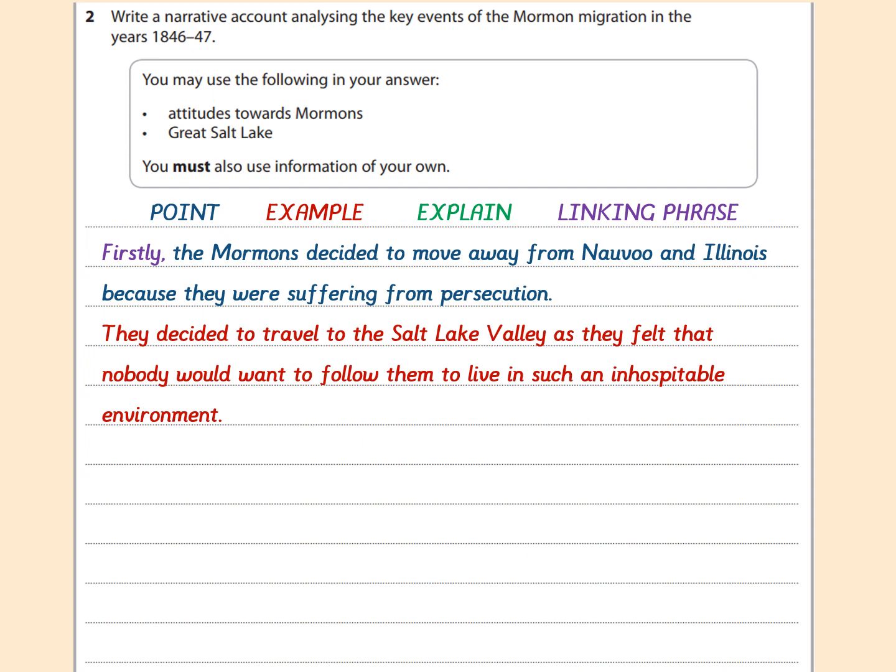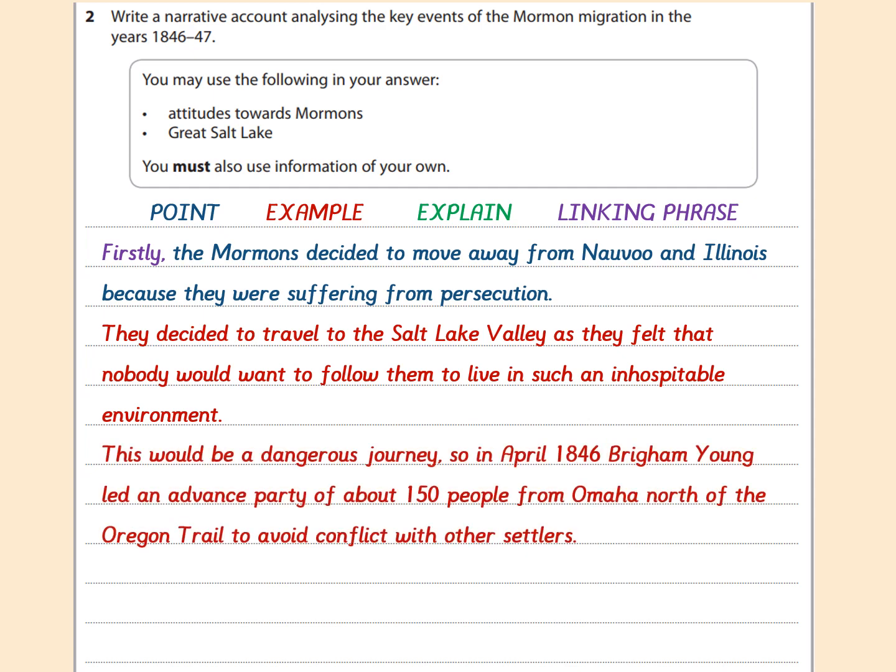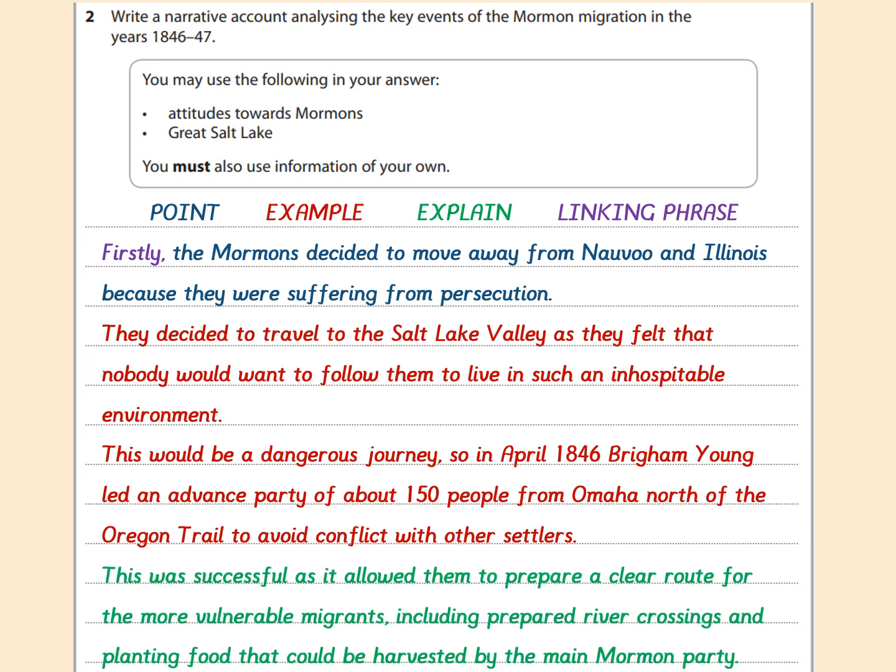They decided to travel to the Salt Lake Valley, as they felt that nobody would want to follow them to live in such an inhospitable environment. This would be a dangerous journey, so in April 1846, Brigham Young led an advance party of about 150 people from Omaha north of the Oregon Trail to avoid conflict with other settlers. This was successful, as it allowed them to prepare a clear route for the more vulnerable migrants, including prepared river crossings and planting food that could be harvested by the main Mormon party.